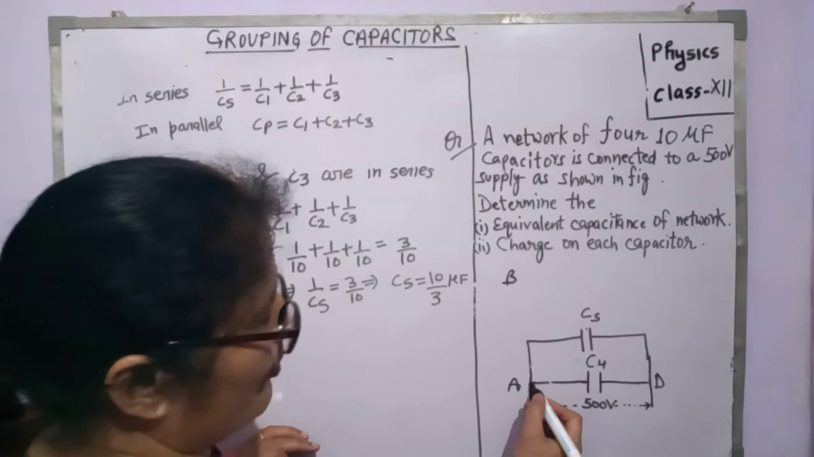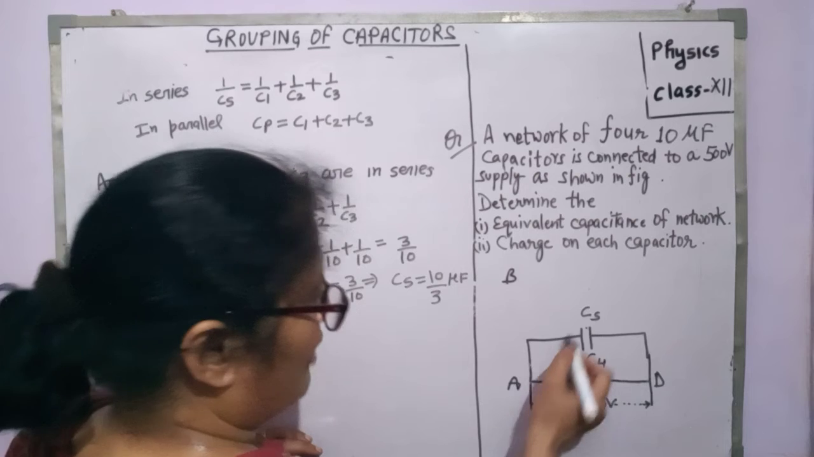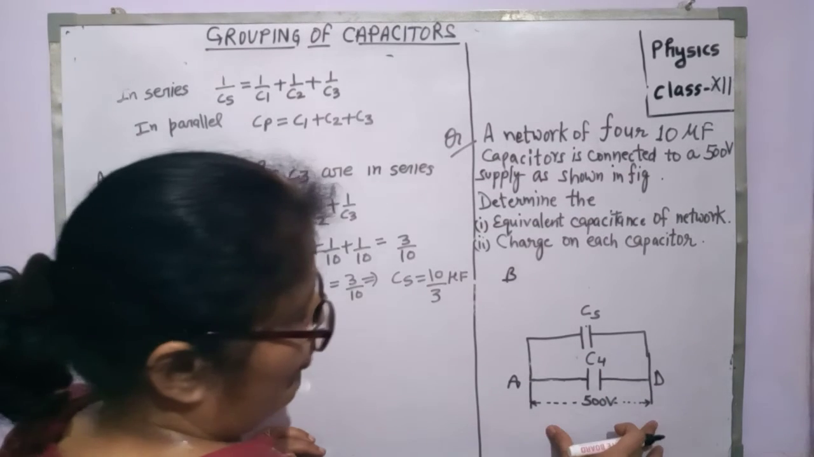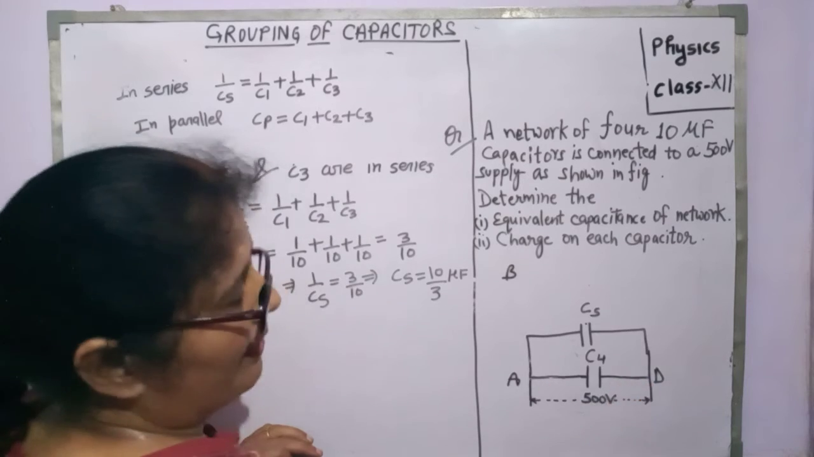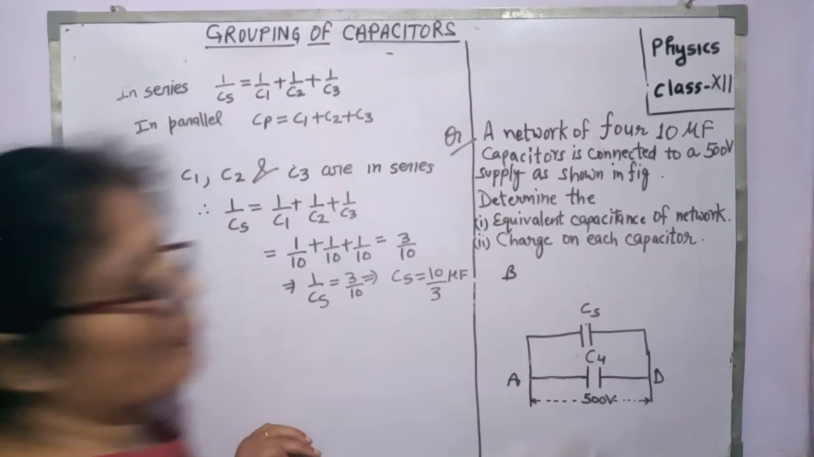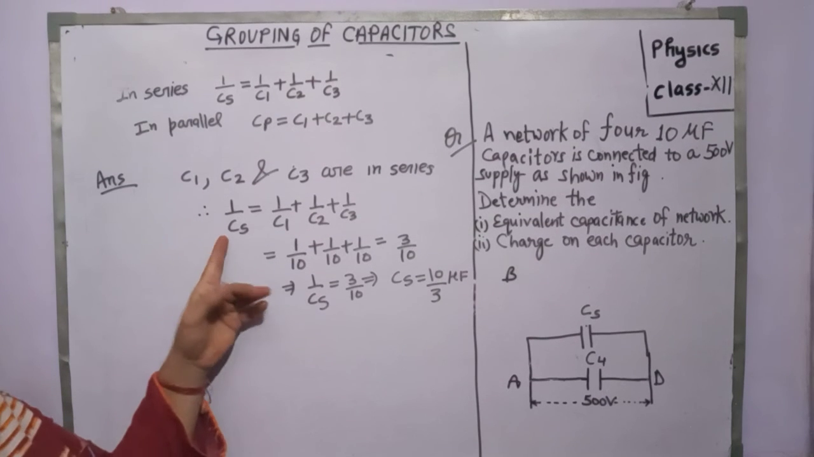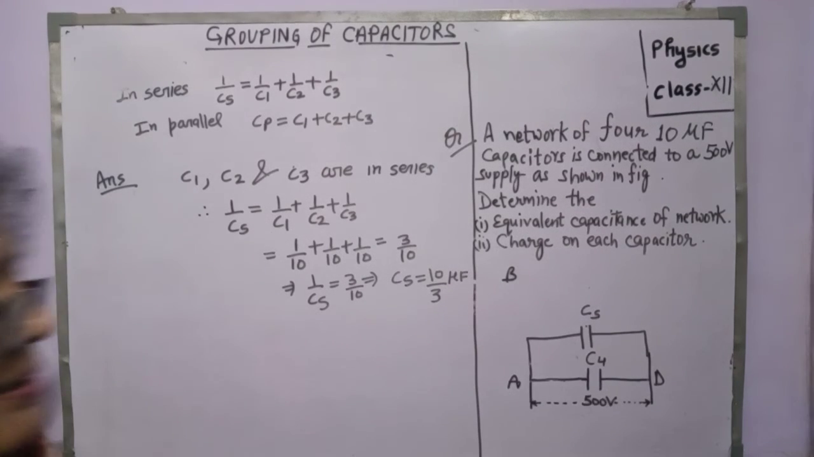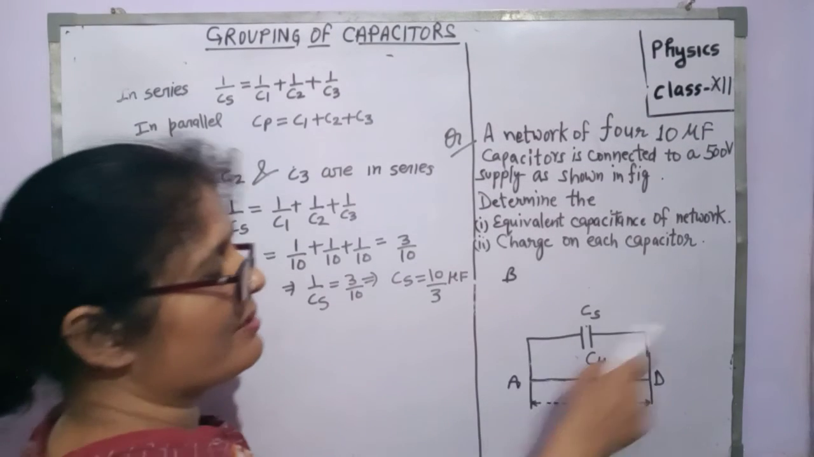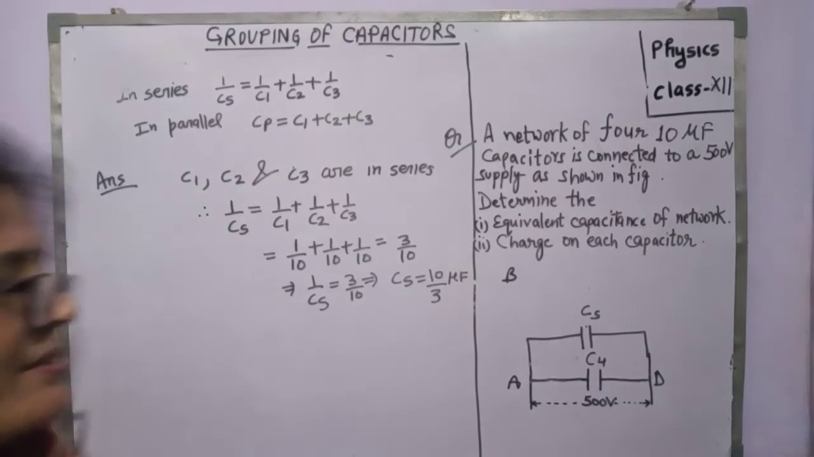Now from this point, the charge is distributed on this capacitor and on this capacitor, but both are connected between the two points, same points A and D. Therefore, Cs and C4 are in parallel to each other. Once again, in place of C1, C2, C3, we get the equivalent capacitor, that is your Cs. Now Cs is connected in this way. In place of C1, C2 and C3, we place only one capacitor whose equivalent capacitance is Cs.